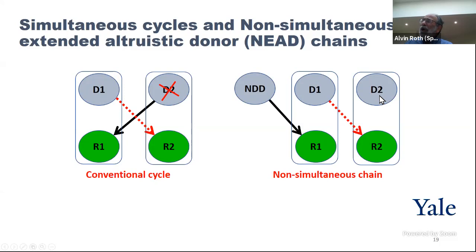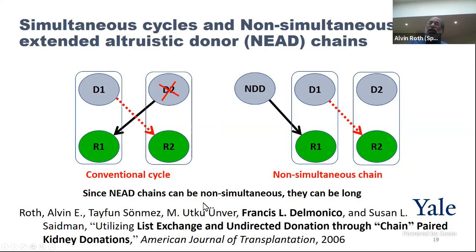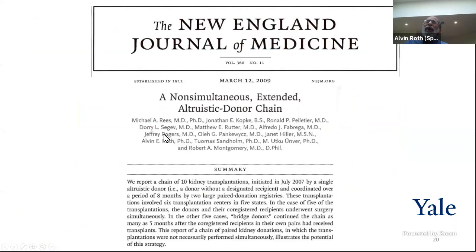And in particular, they still have a kidney they can give in exchange and be part of a future kidney exchange. So we started to think about, if the costs of being non-simultaneous are reduced, the risk, how about the benefits? And we talked about this in a hypothetical way with our surgical colleague, Frank Delmonico, but it was Mike Reese in Toledo, the guy not in the picture, the guy at the other end of the phone in the earlier picture I showed you, who did the first non-simultaneous extended altruistic donor chain, the first NEAD chain.